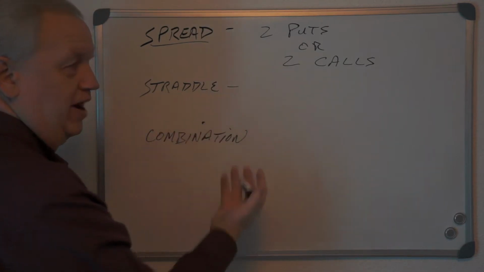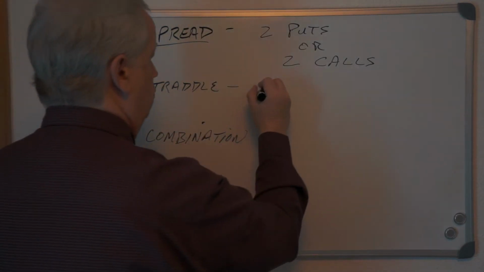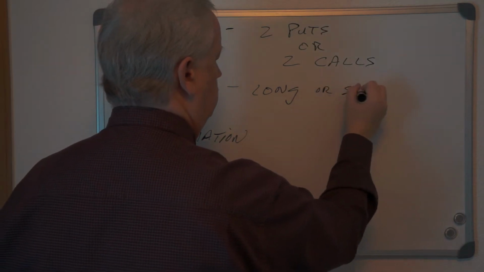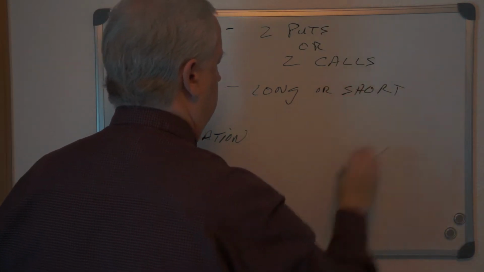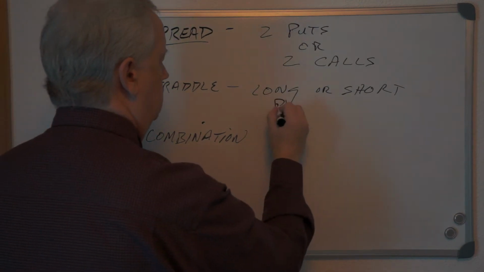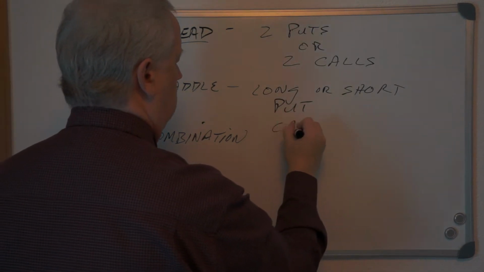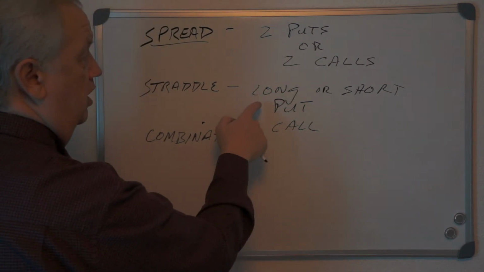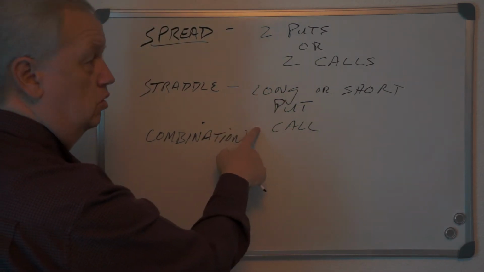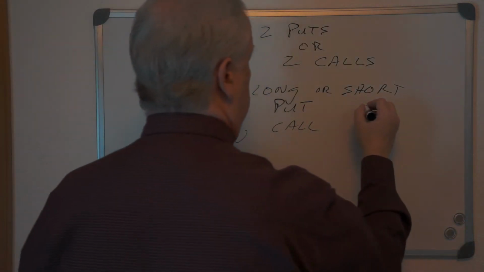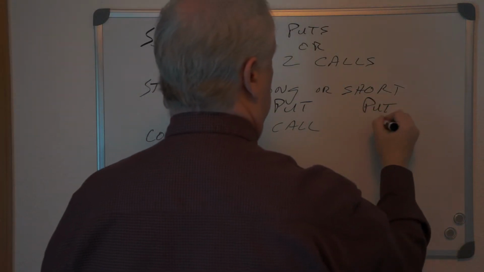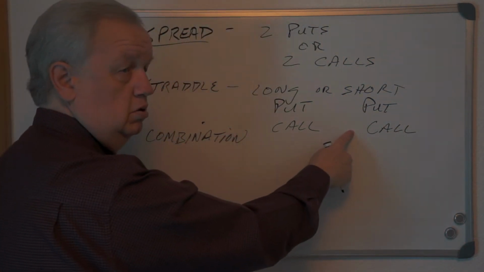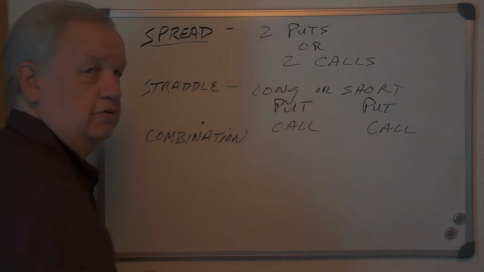Now, the straddle is either going to be long or short. It's going to be a put and a call. So you're going to buy a put and a call, or you're going to sell a put and a call. Very simple.